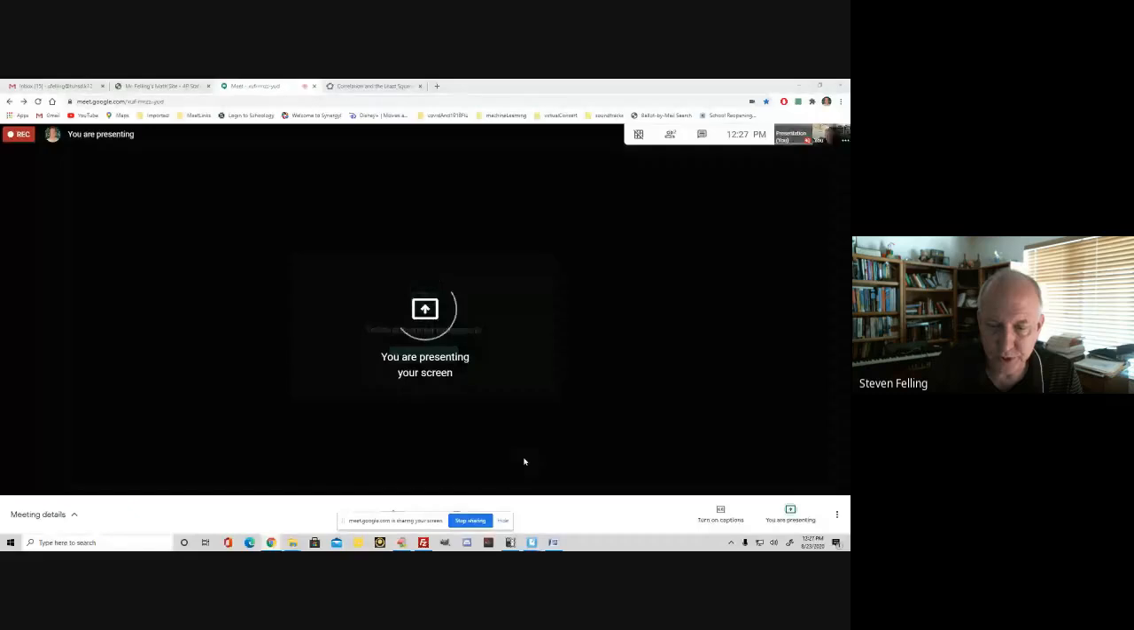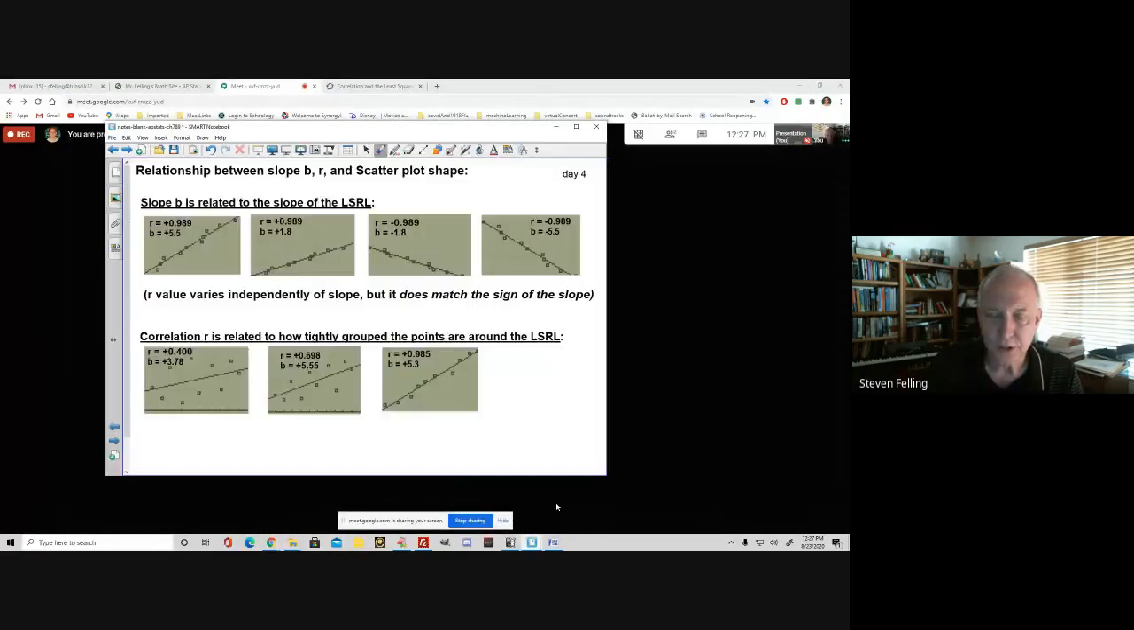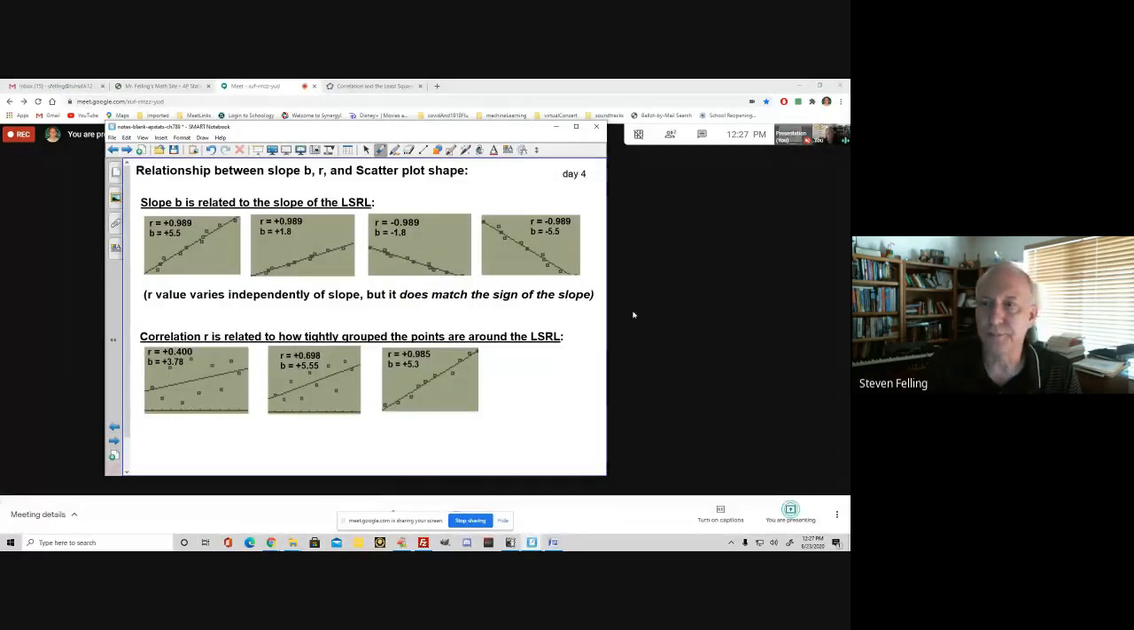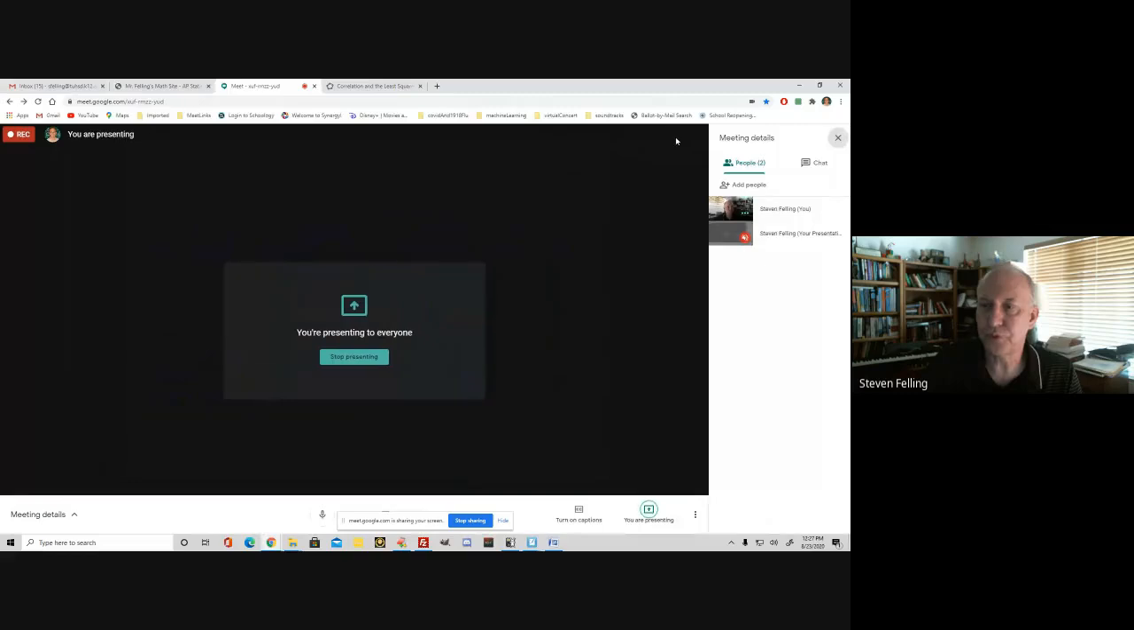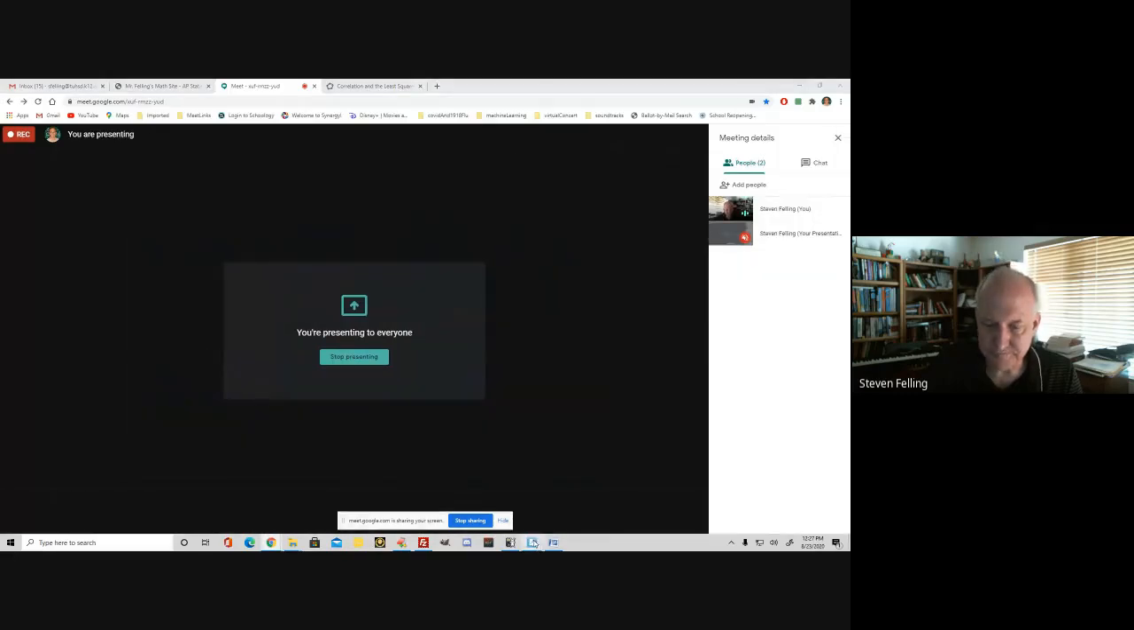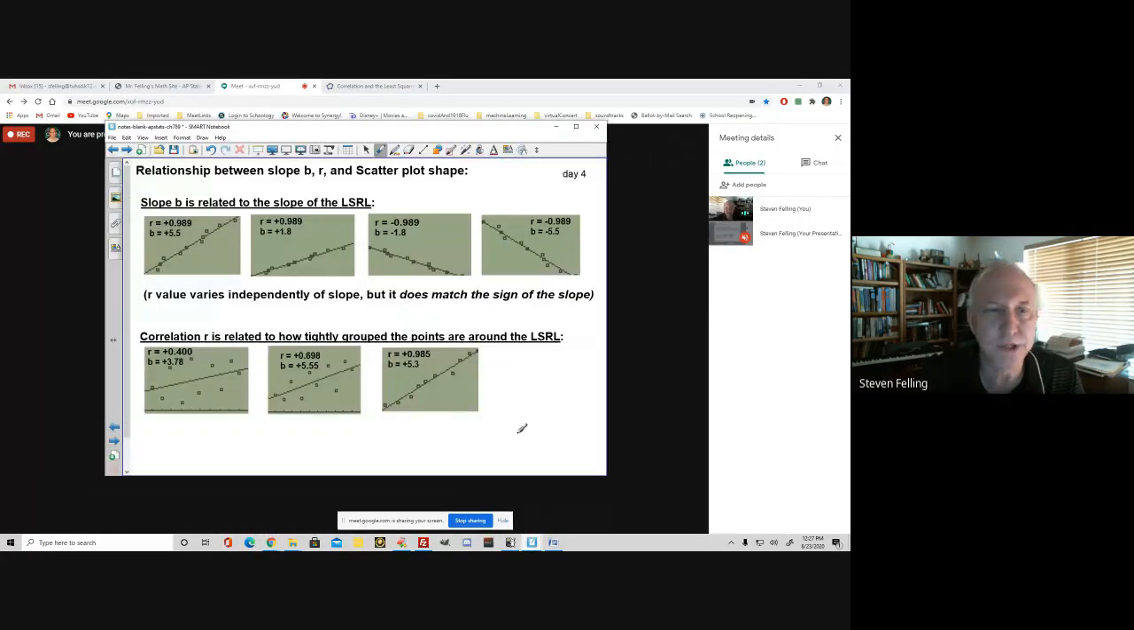Again, I'm going to share the whole screen so we can move back and forth between different things. Okay. So the first thing is, I just want to emphasize the difference between the slope and the correlation coefficient on a scatter plot, okay? This is something that once you work with a lot of problems becomes second nature, but at first it isn't sort of intuitive.